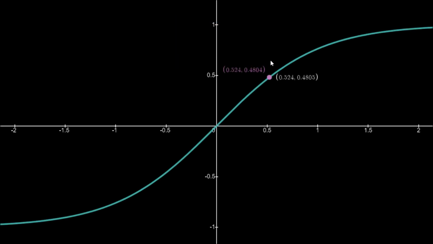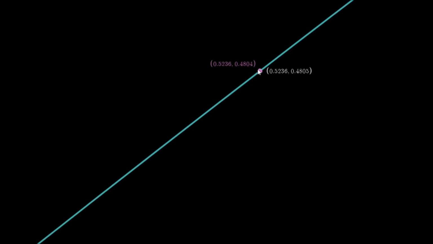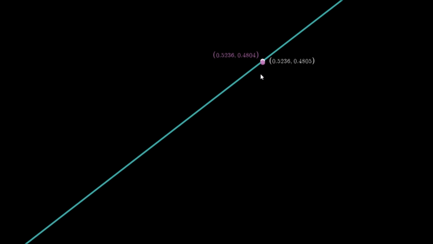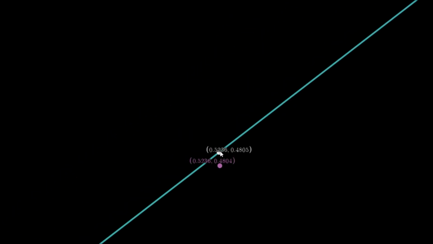So we have our calculated result in white and our simulated result in pink. And you can see that the results are very, very close. So that's us now able to generate the hyperbolic tan function.